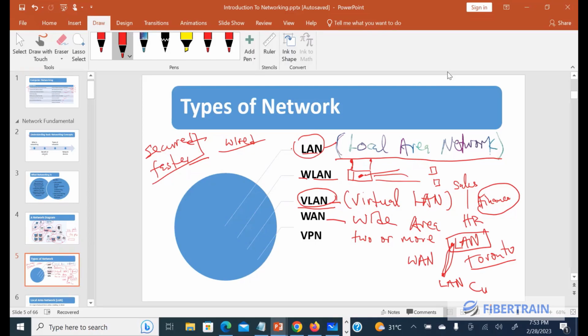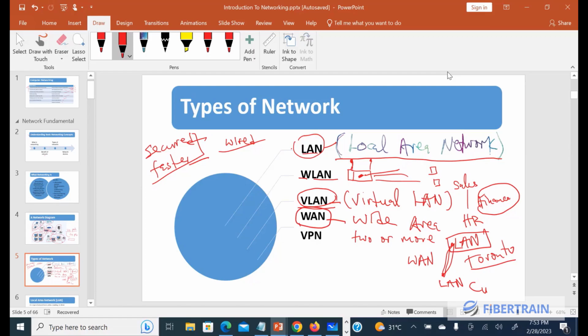So when we want devices in different office locations to be interconnected so that they can share information and resources as if they are in the same building location, we need to set up a type of network called wide area network. I hope you get the explanation of these network types.